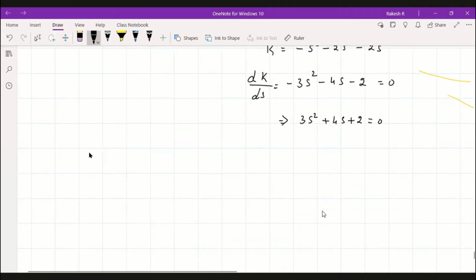Now find the roots of this equation. What are the roots you have got? Sir, 1 minute, sir. Yeah.